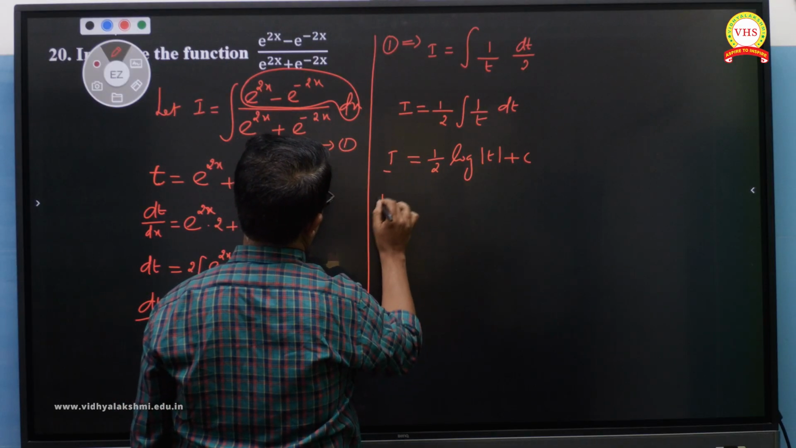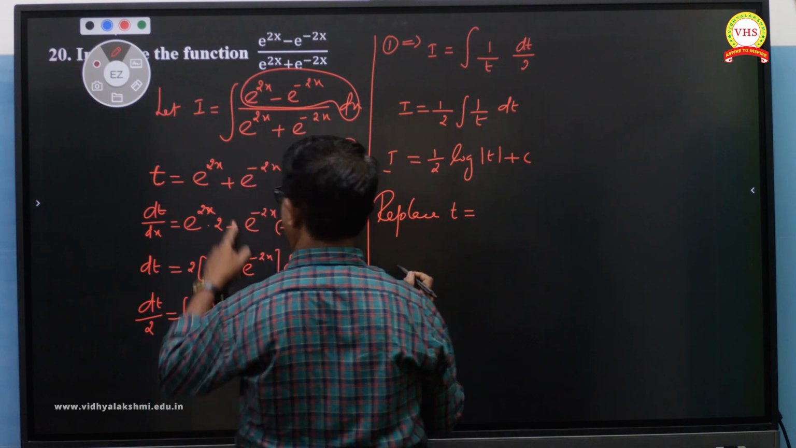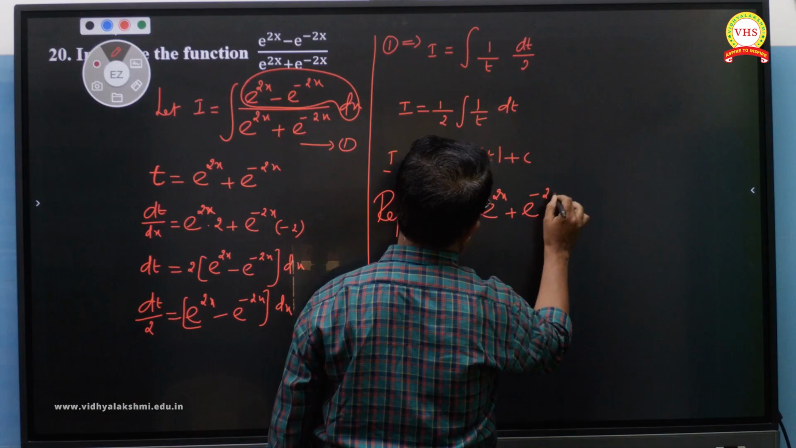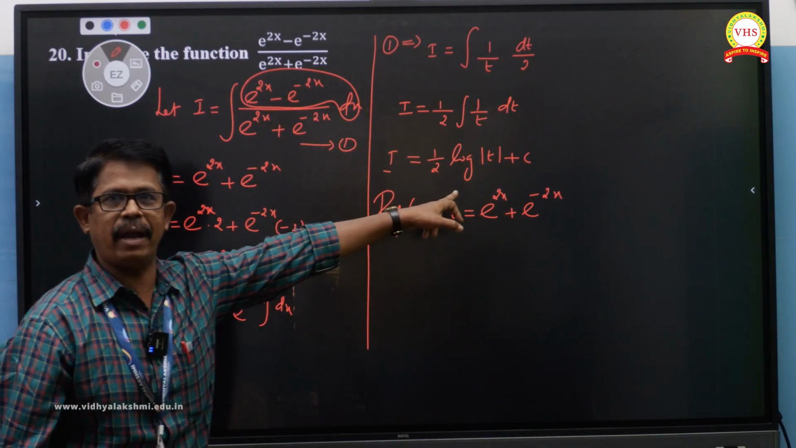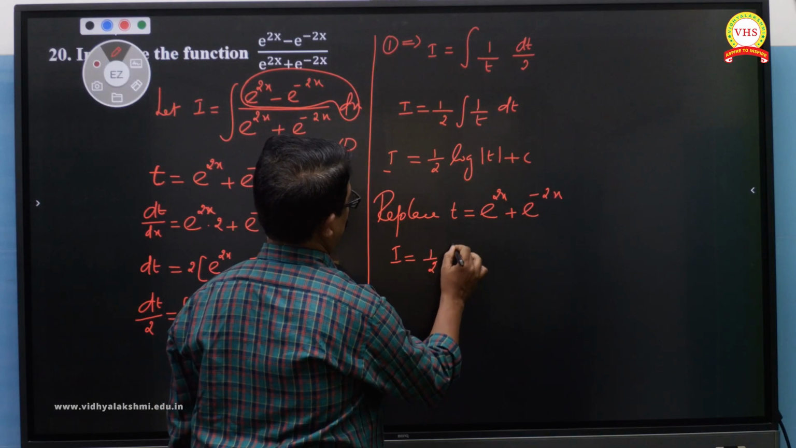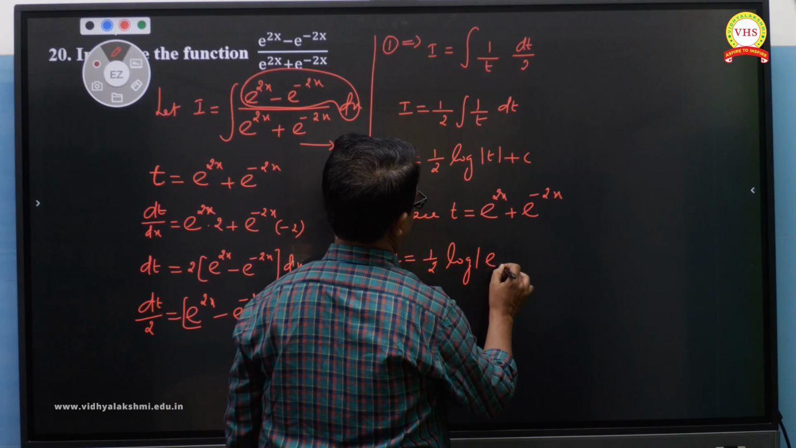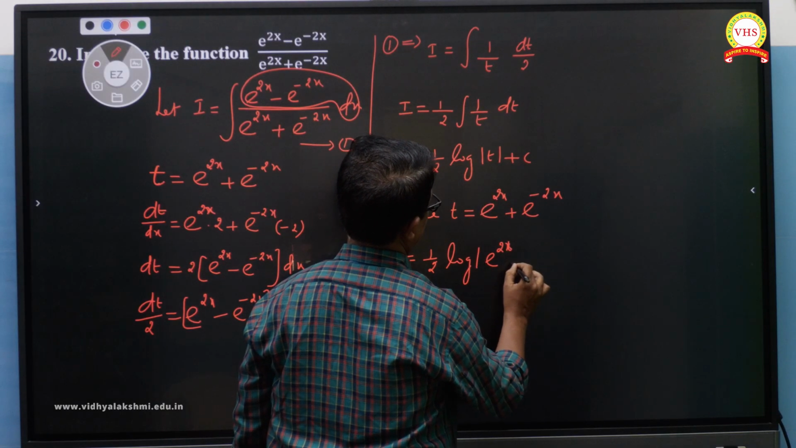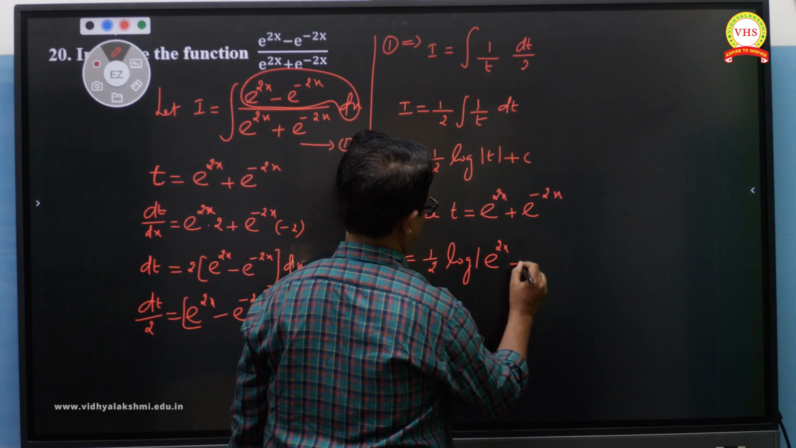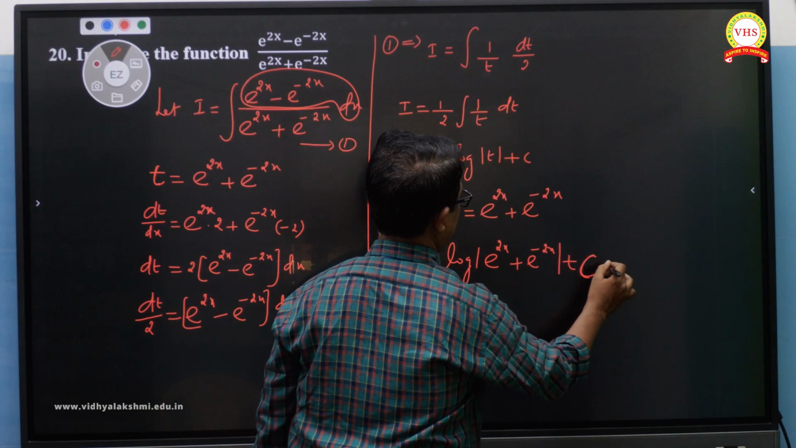Finally, replace t as what we assigned here, e^(2x) plus e^(-2x). Now replace the t value. What are we going to get? I equals 1 by 2 times log of the modulus of (e^(2x) + e^(-2x)) plus c. This is the integral of the given function.